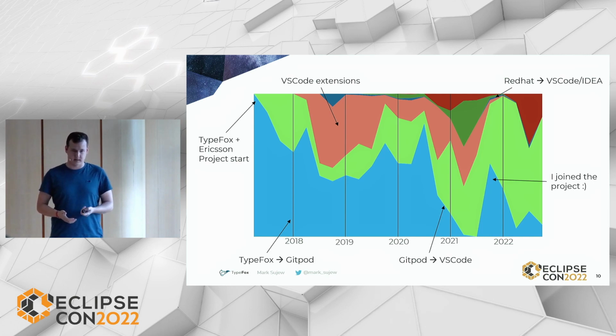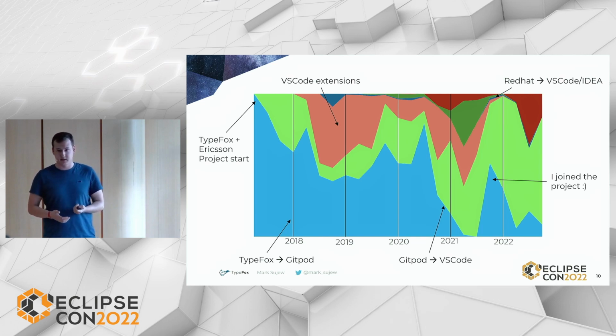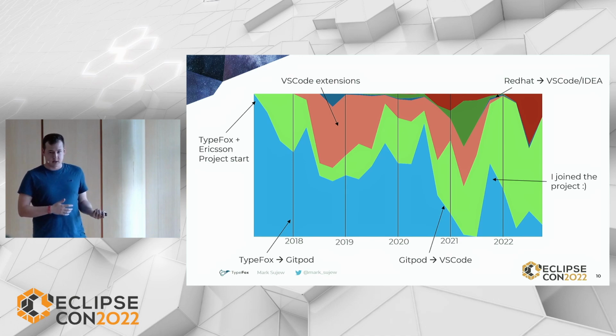And this went on for quite a while, until in late 2021, Gitpod, which was already its own company by this point, decided to switch to VS Code, which was quite, well, although bad for the project, you could say.